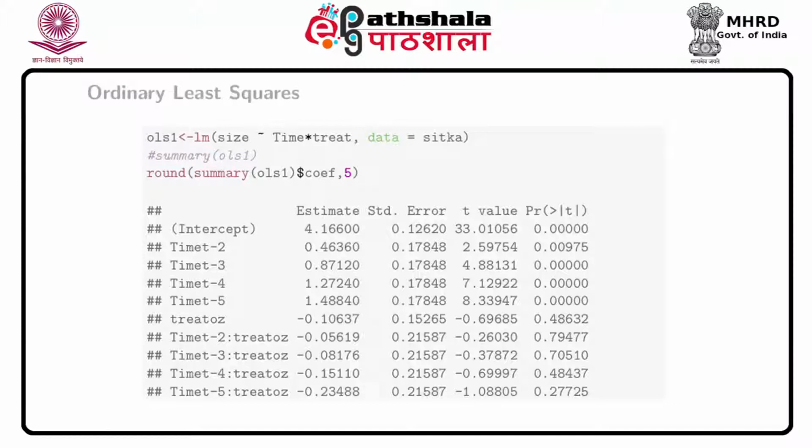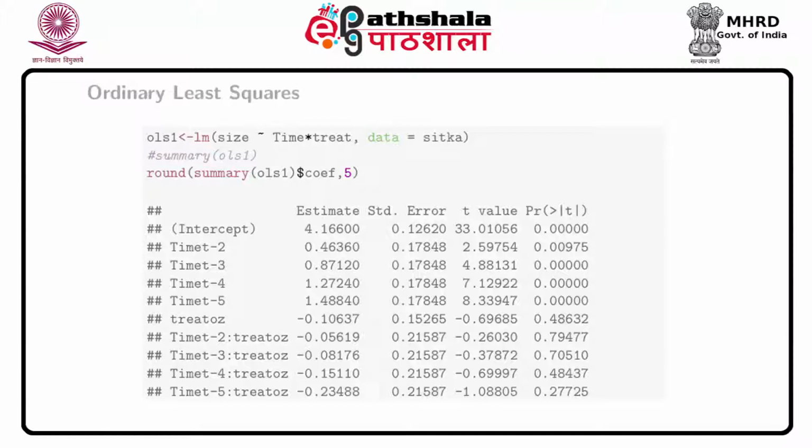And we start with the simple ordinary least squares. So we use, say, OLS1 as the object, lm, size explained by time into treatment. Note that time is here discrete. So basically we are seeing the effect for each of the 5 time points, the intercept being the effect of time T1, and then the difference of the effect at time T2 from the intercept is given in T2, and then the difference of the intercept from time 3 from the first time point is given.